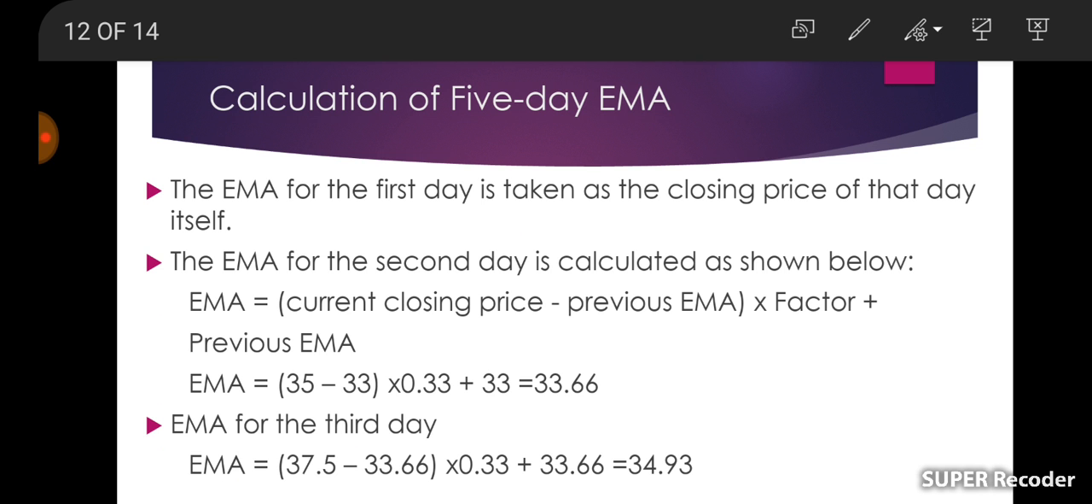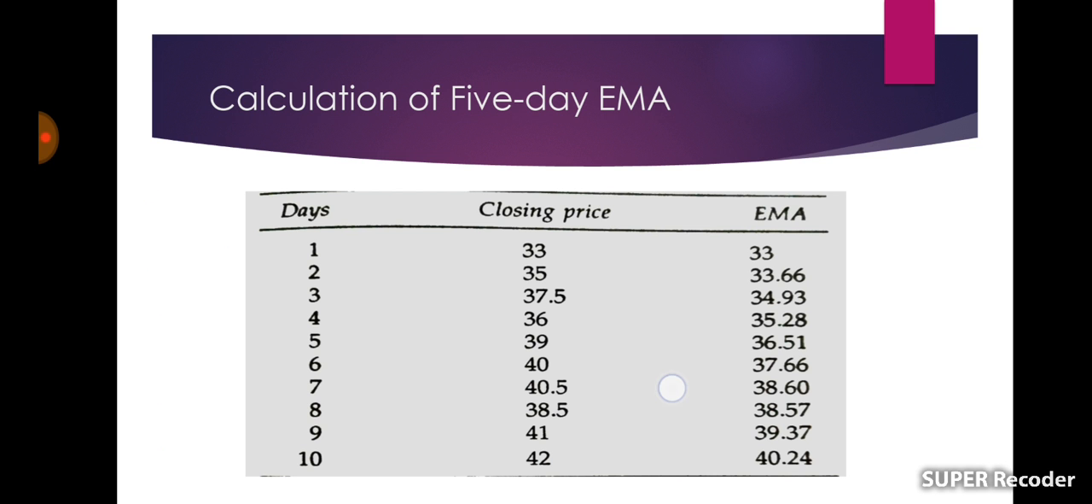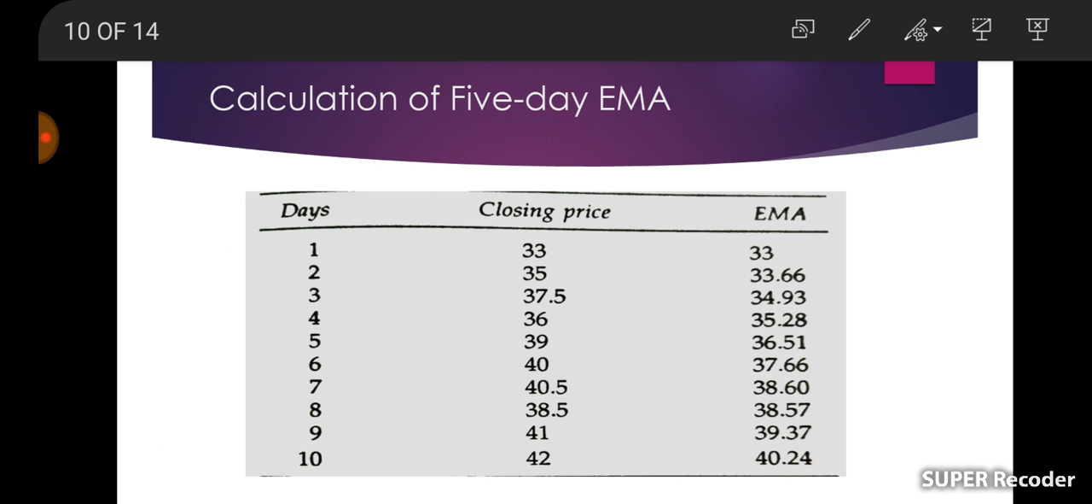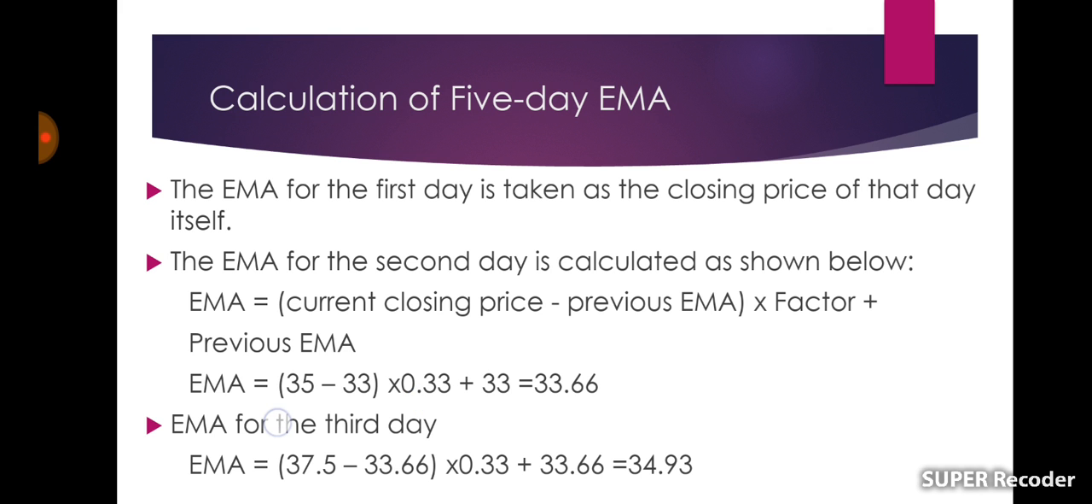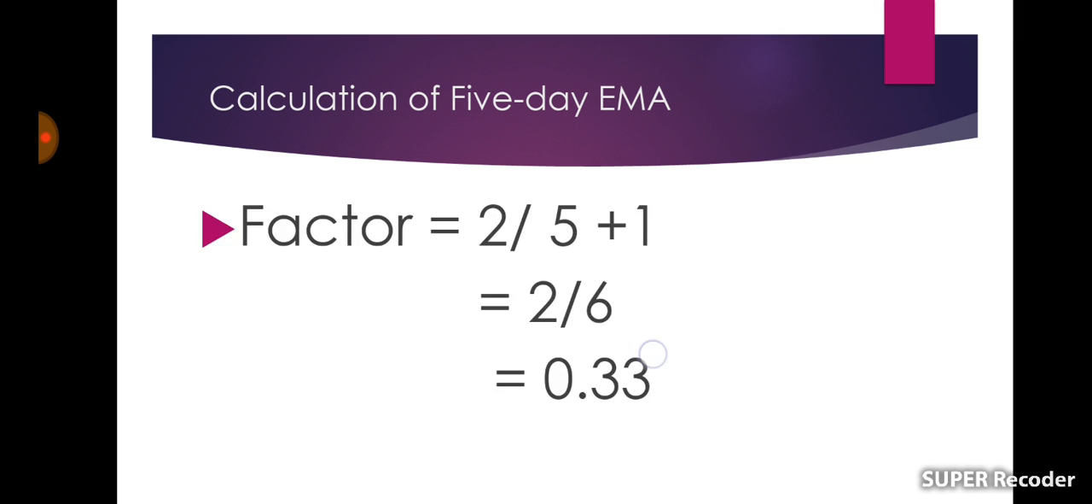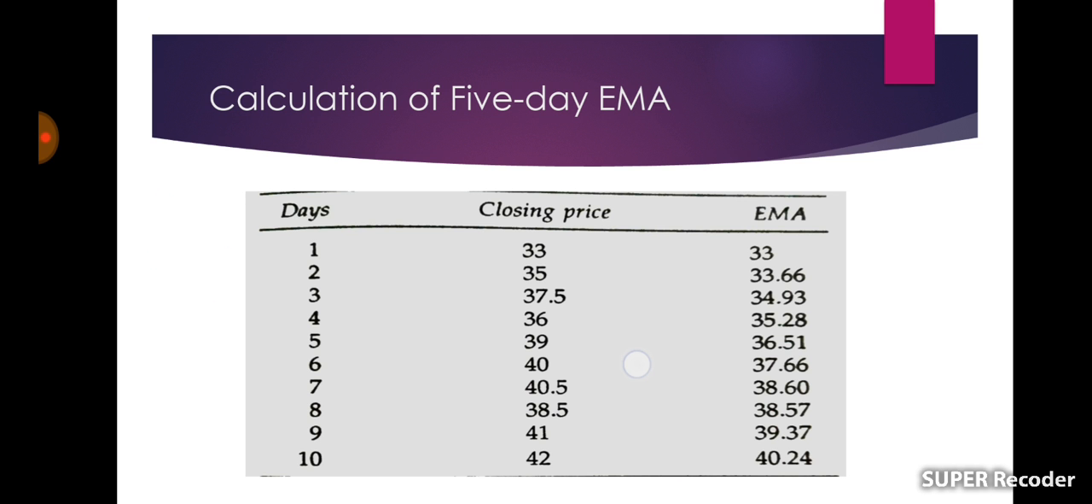Likewise, we can calculate the third day's EMA. Here the current closing price is 37.5, minus the previous EMA, which is 33.66, into the factor 0.33. So we get the third day's EMA as 37.5 minus 33.66, into 0.33, plus the previous EMA, that is 33.66. Then we get the third day's EMA as 34.93. Likewise, we can calculate all EMAs.